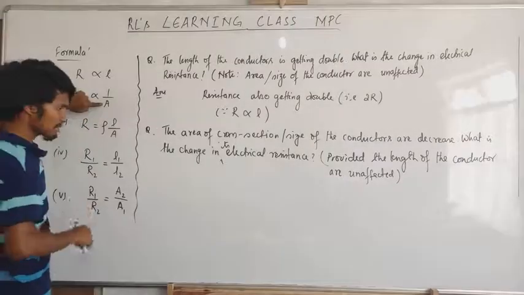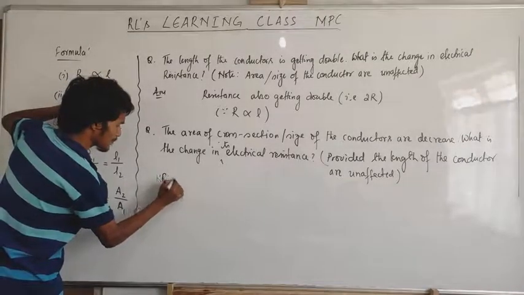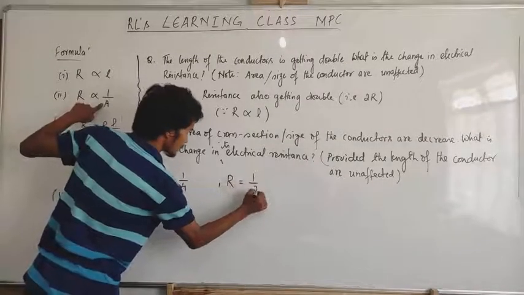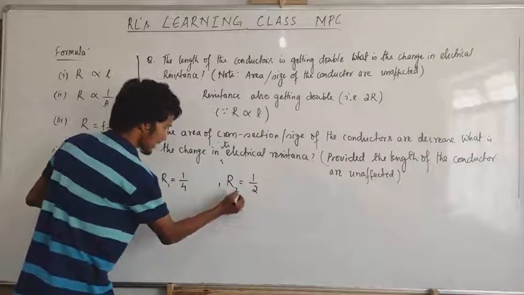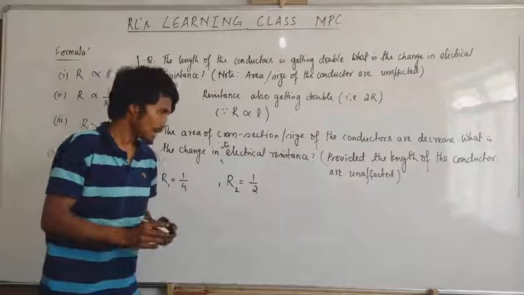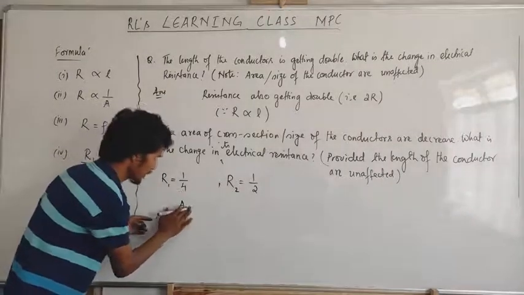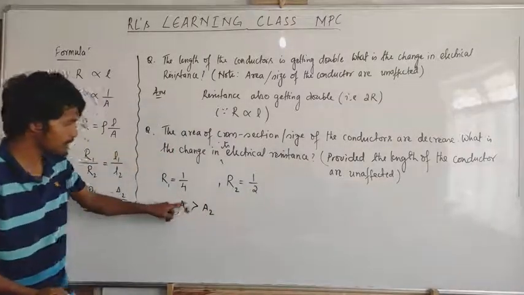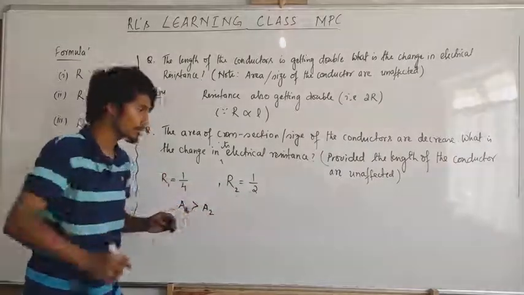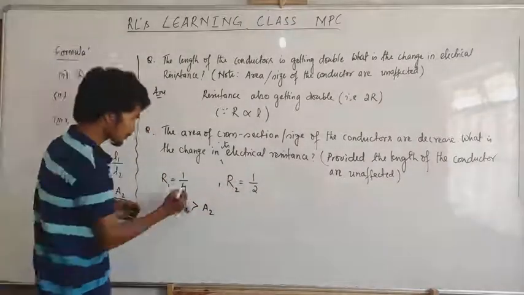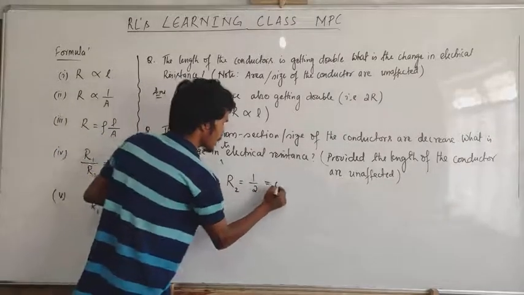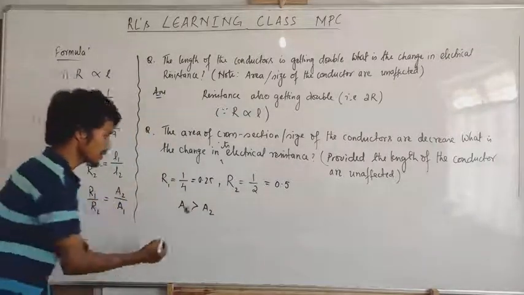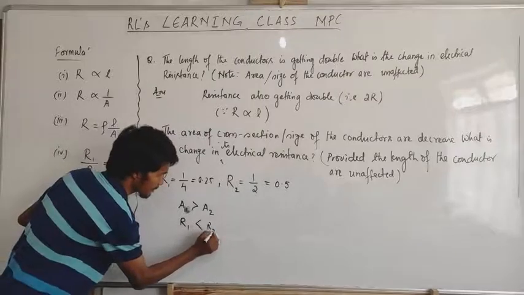Because look, I'll give you an example. Say R is equal to 1 by 4, and another R is equal to 1 by 2. Now let's say this is R1, this is R2, this is A1, and this is A2. Now here A1 is 4, and here A2 is 2. Now which one is greater? A1 is greater than A2, right? Because here is 4 and here is 2. But let's look at R1 and R2. Here we got 0.25 and here we got 0.5. Now which one is greater, R1 or R2? R2 is greater than R1. Then we got R1 is less than R2.